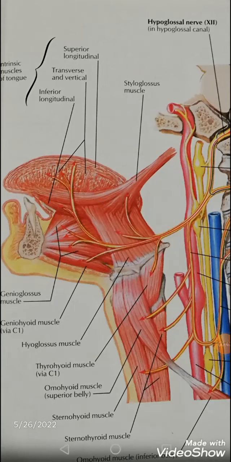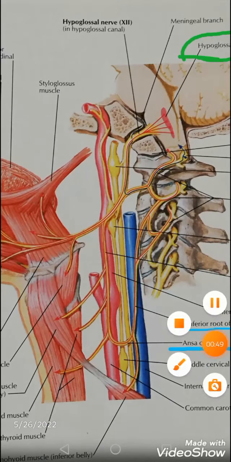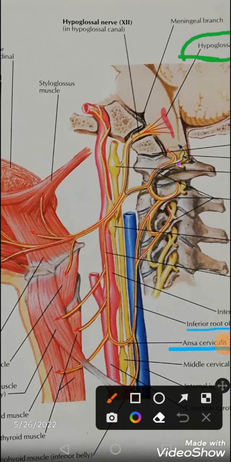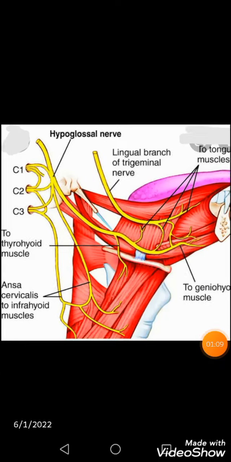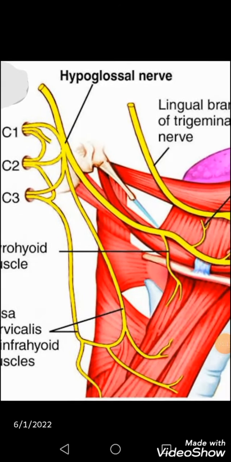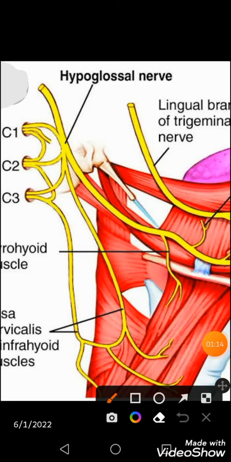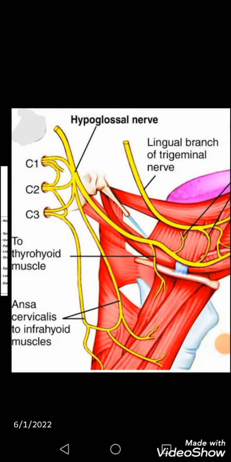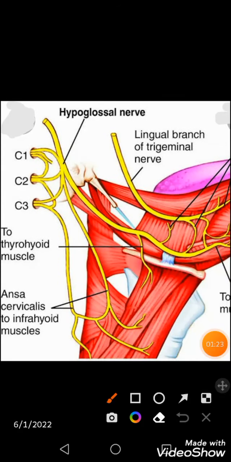Now another important thing here, let me show you that in its upper part it receives fibers through the C1 nerve that run in this hypoglossal nerve, and these are the fibers that take part in the formation of the ansa cervicalis, right? Another very clear picture will demonstrate the hypoglossal nerve, how the C1 fibers are going to join this hypoglossal nerve, and finally they reach the muscles of the tongue, right?